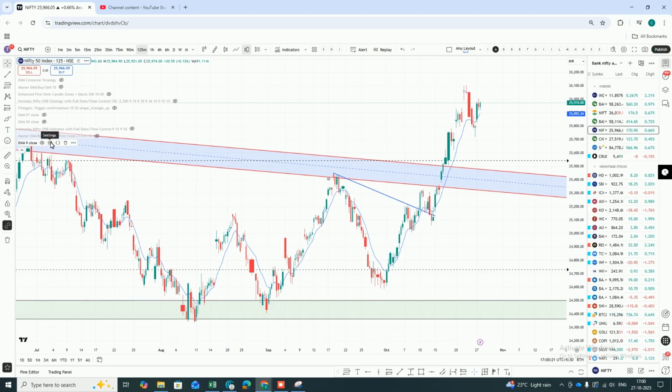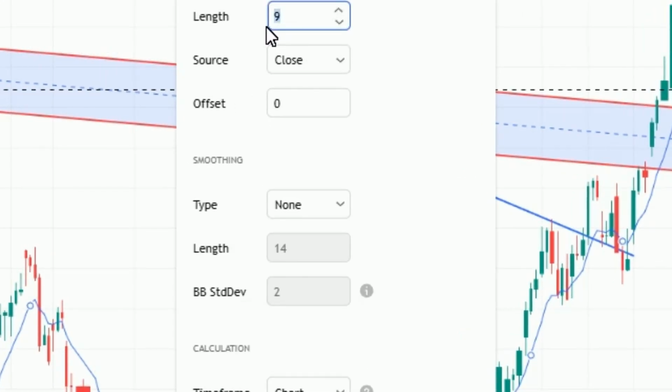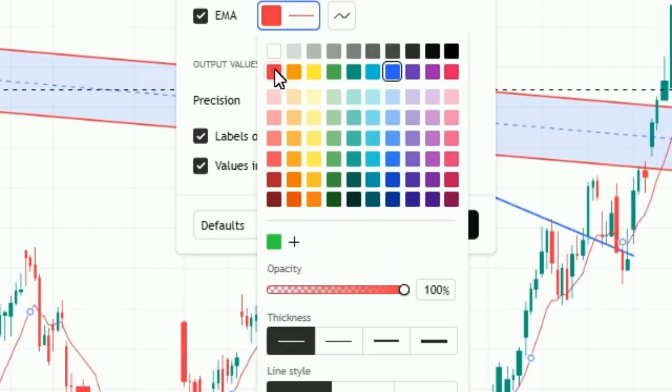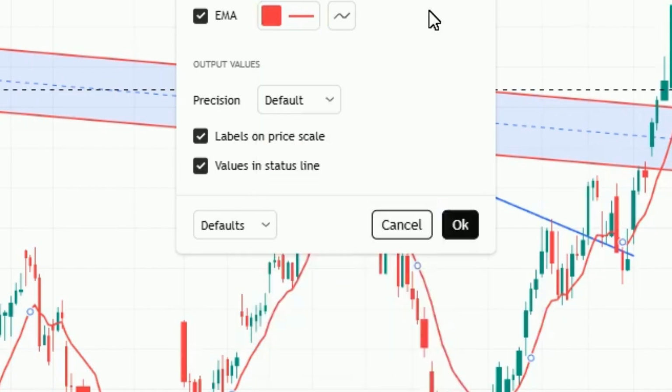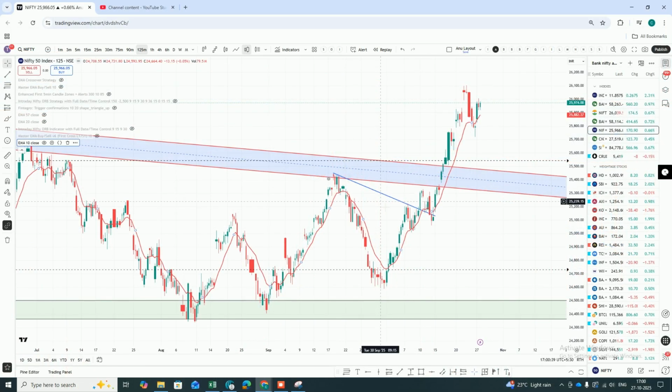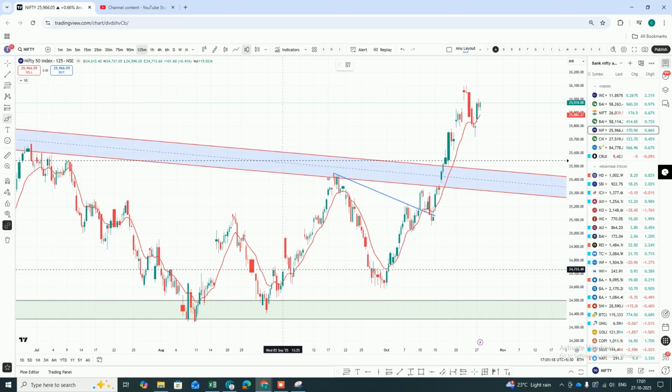So you have to click on settings and change it to 10. The length should be 10 and you can change the styling. Let me give red and increase the border a little bit. That's fine, I'll click OK. This short period EMA acts as our real-time momentum gauge. If the price stays above it, it is bullish. Below it, it is bearish. It is that simple. When the price is above the 10 EMA, we will look to buy. When the price is below the 10 EMA, we will look to sell.